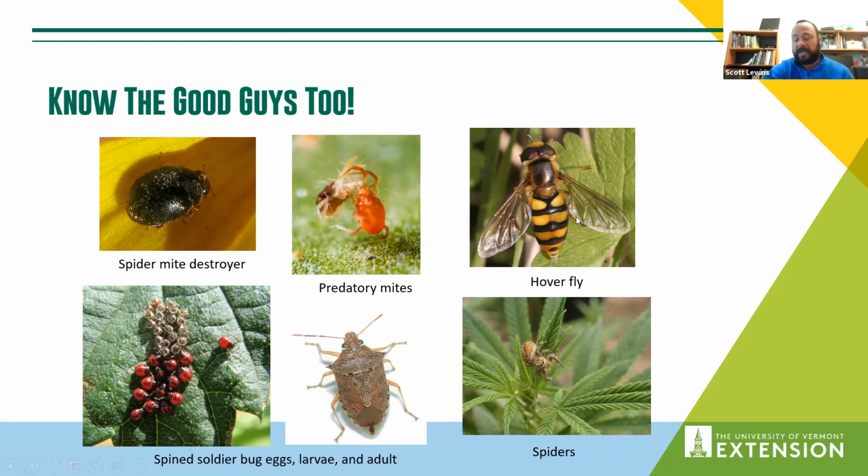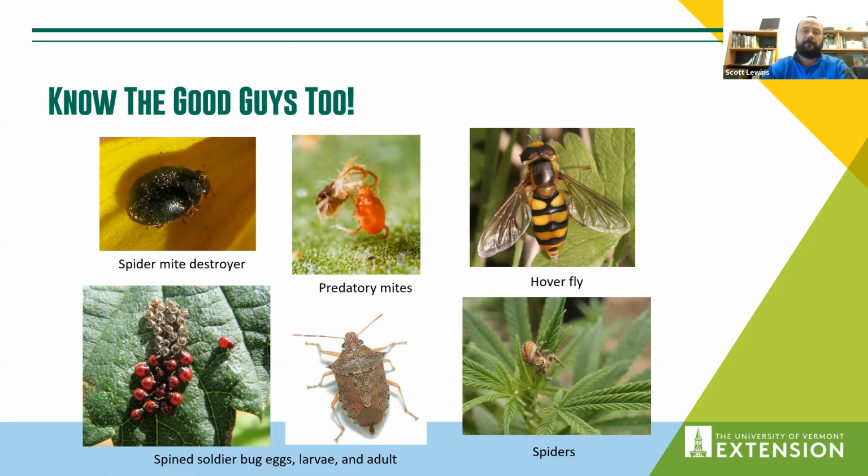Hoverflies have predaceous maggots that just go to town on aphids. So the adults look like bees, they're not, but they have these predaceous larvae that are like aphid destroyers. And of course, spiders. All spiders are good, and so if you see spiders, they're in there taking care of potential pests for you.